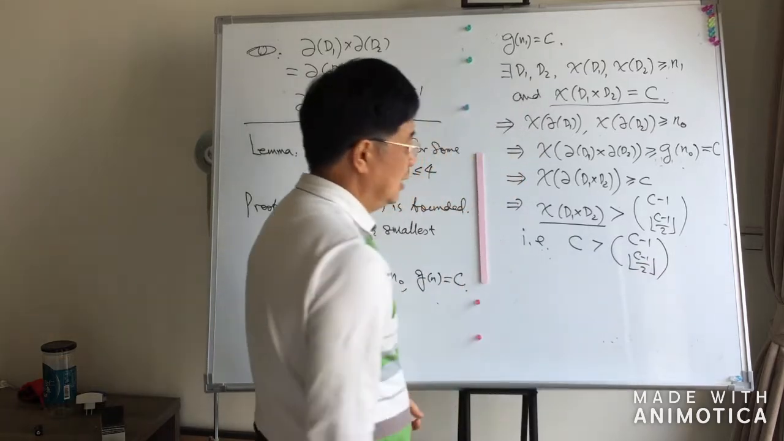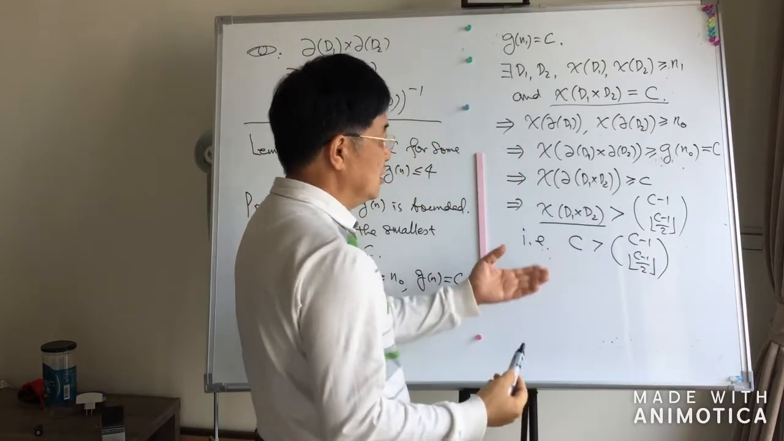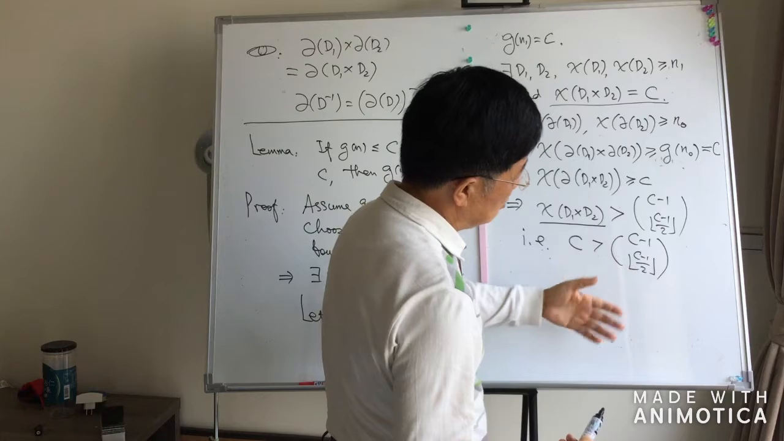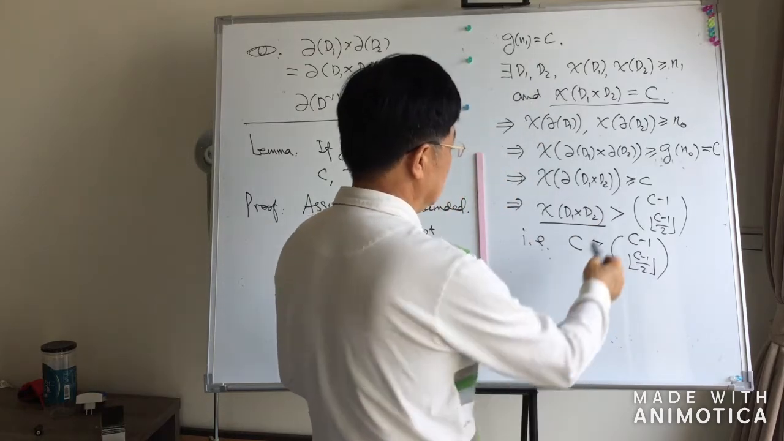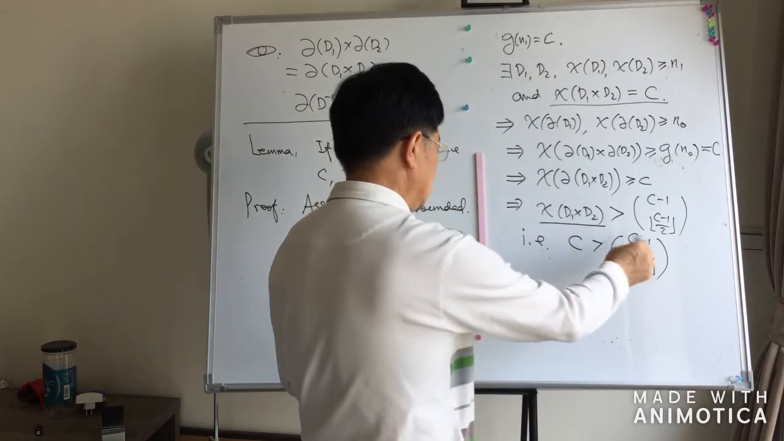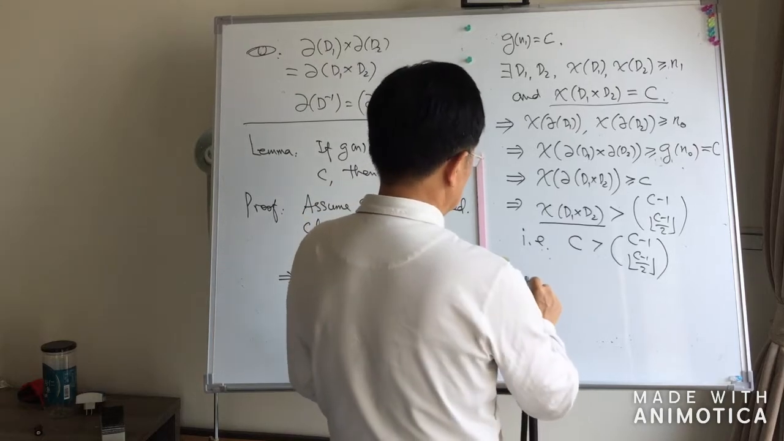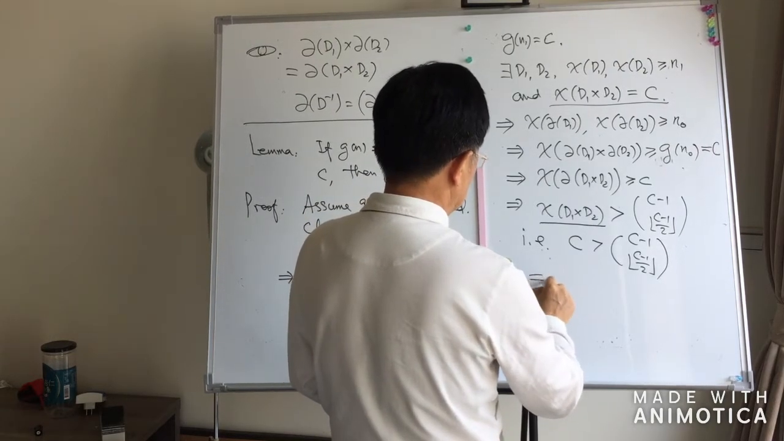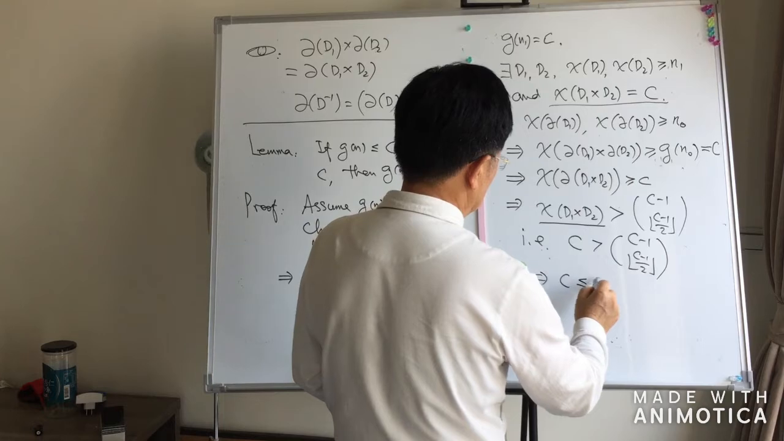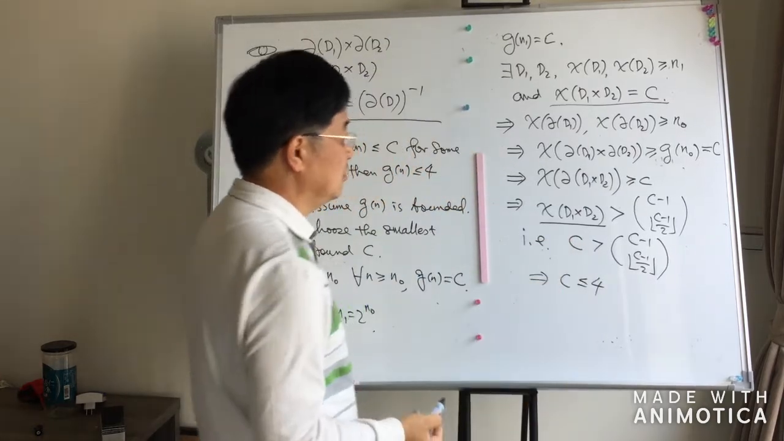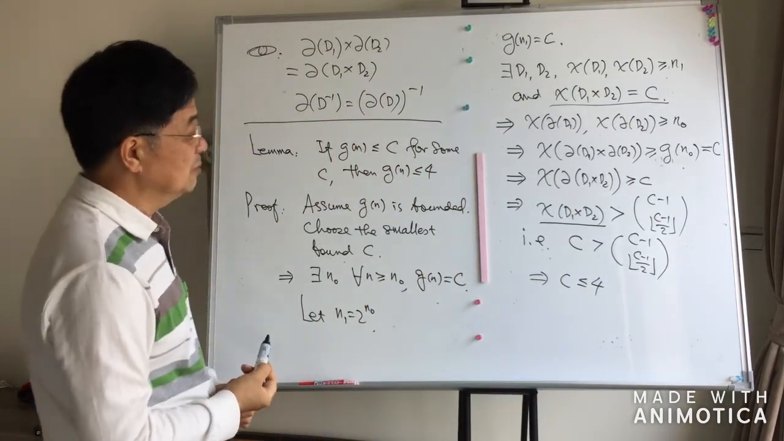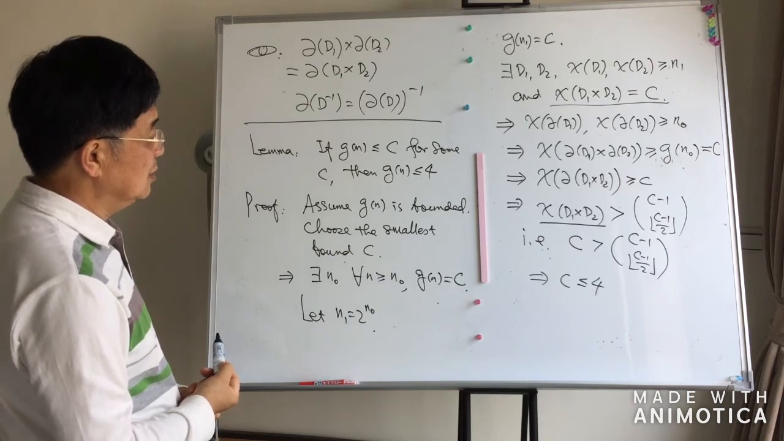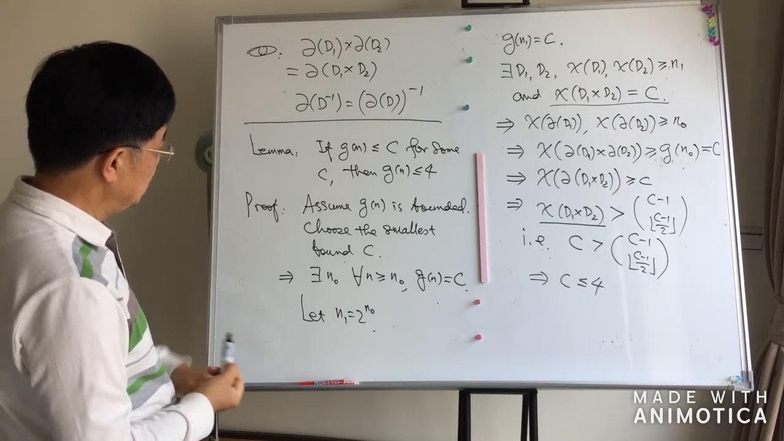And this is true. This is a function which grows very fast as a function of C. So it's easy to verify that this implies C is less or equal to 4. If you plug in C equals 5, this is not true anymore. So that means C is less or equal to 4. So this proves this lemma.